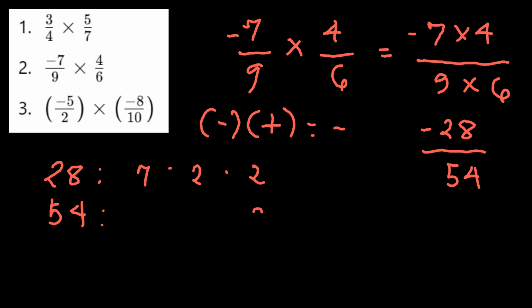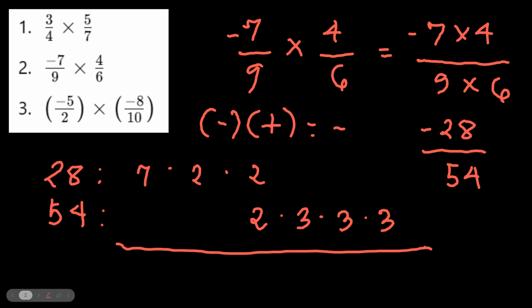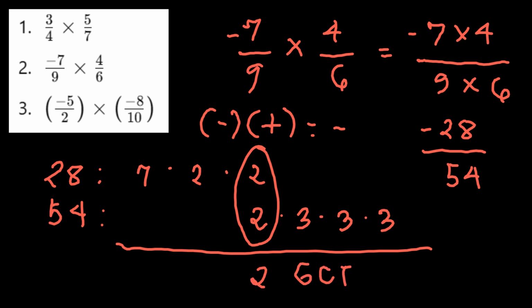And then for 54, I'm going to put 2 times 3 times 3 times 3. Why? Because 2 times 3 is 6, and then 3 times 3 is 9, and if we multiply 6 times 9, that's 54. Now, I can see that the common factor between 28 and 54 is 2. So that is your greatest common factor.